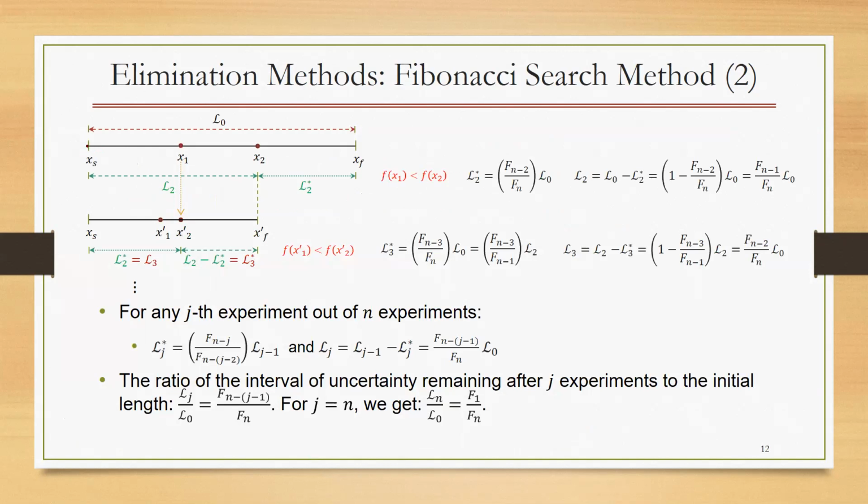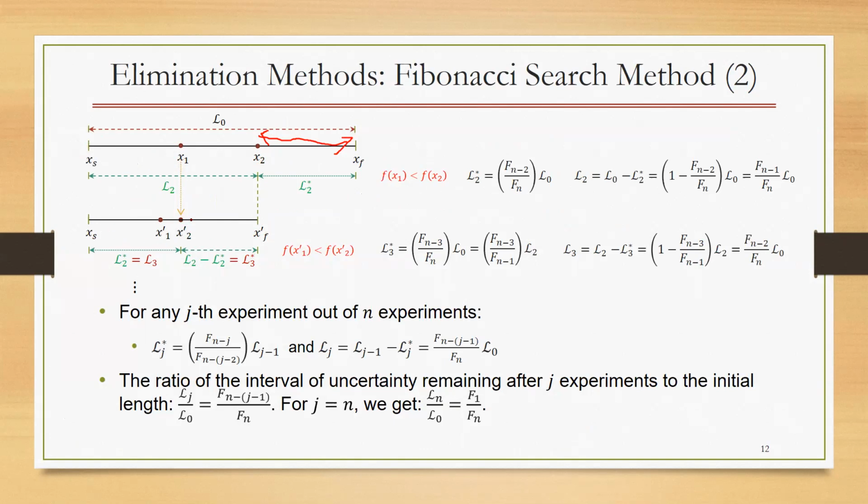So, for example, to explain the same thing: if we have this interval, this is L0, and I find 2 points x1 and x2. Assume that f of x1 is less than f of x2. So this one is less than this one, and we know that everything over here is unnecessary and we can just remove it. So our new reduced interval would be this one. We name x2 as x prime 1, okay?